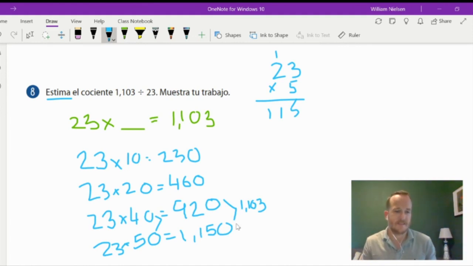Entonces, ¿qué va a ser mi respuesta? Pues, no sé exactamente. Yo puedo estimar algo como 45, pero si tú crees que 1103 está más cerca a 1150, tú puedes estimar 47, 48, ¿ok? Estamos estimando, no tiene que ser exacto, ¿ok, chicos? Muy bien, acuérdense. O sea, estamos haciendo divisiones, estimando, multiplicando por 10. ¿Ok, chicos? Mucha suerte. Si tienes unas dudas o preguntas, puedes ver las cosas que hicimos en el video. ¿Ok? Suerte. Hasta la próxima.